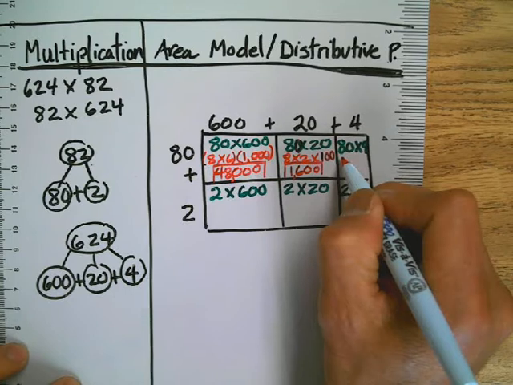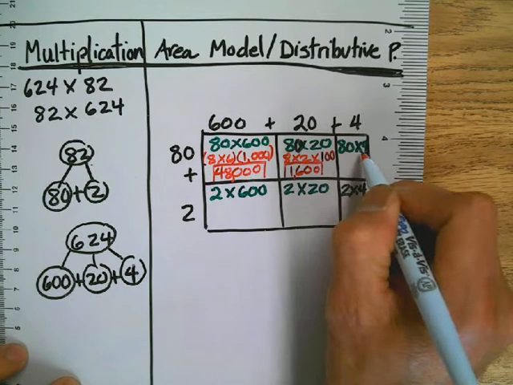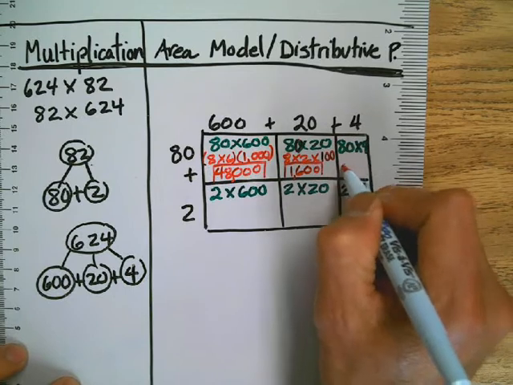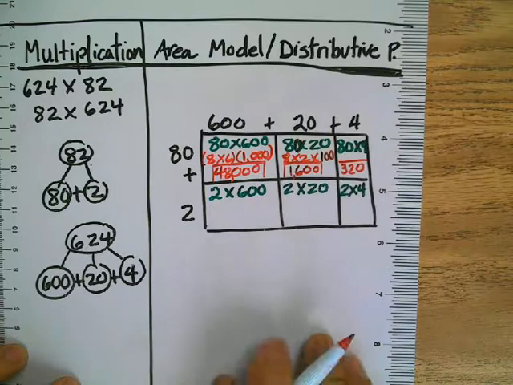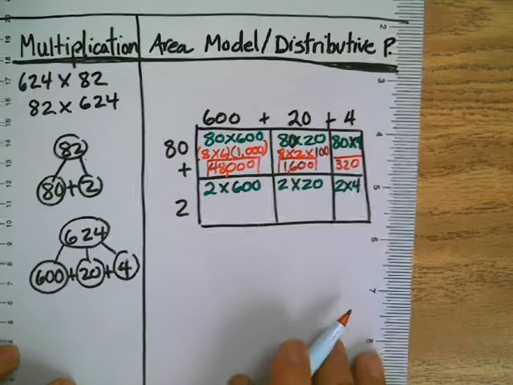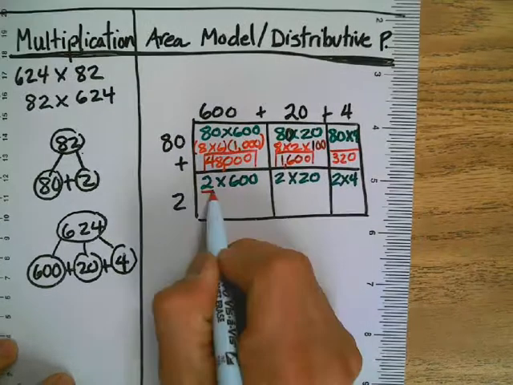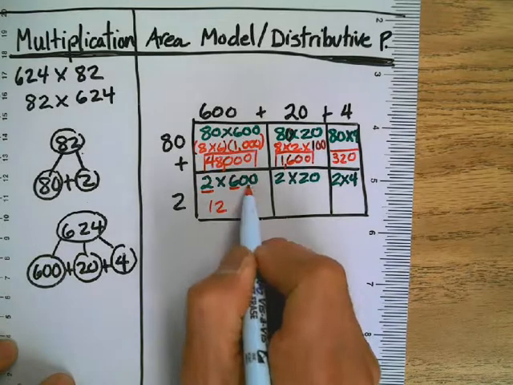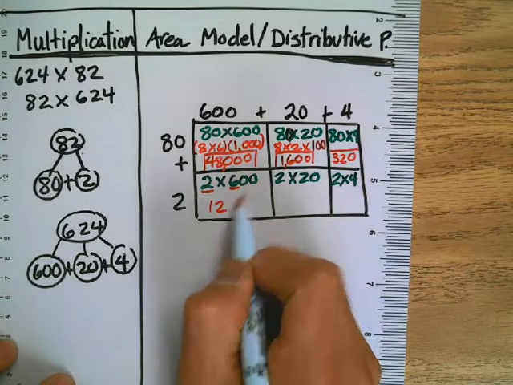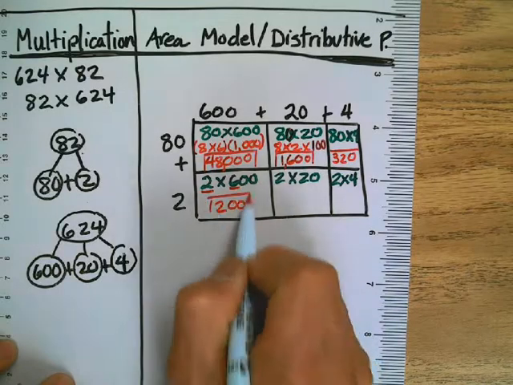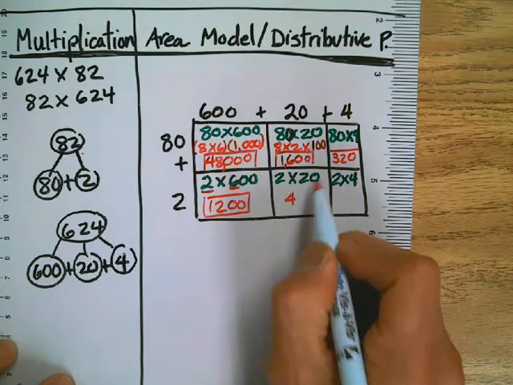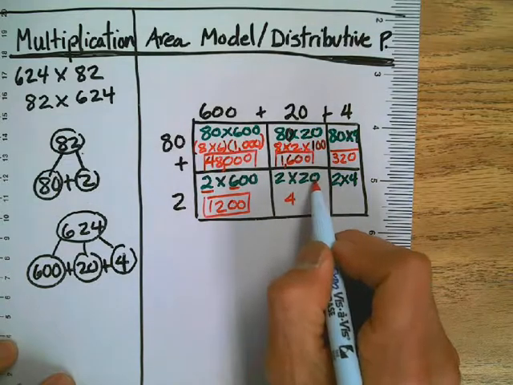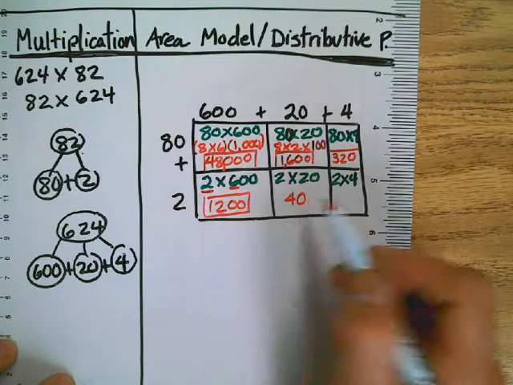Alright, now let's find the answer for the bottom row. The answer is 2 times 6 equals 12 times those 2 zeros, which is 100. That will be 1200. And 2 times 2 equals 4 times the 10 that is represented by the 0, that will be 40. And 2 times 4 equals 8. That's easy.